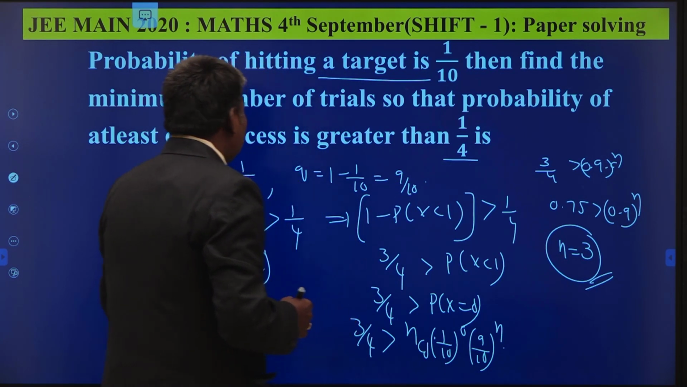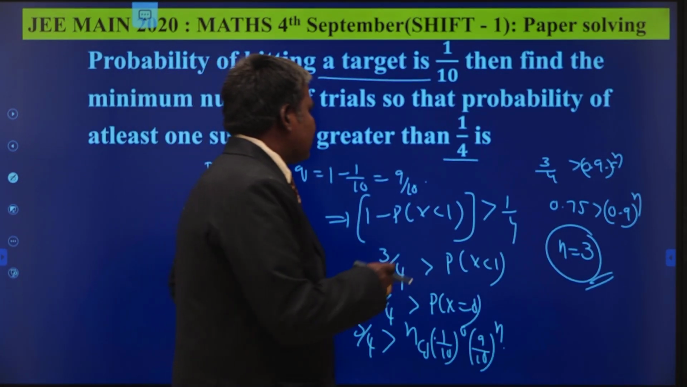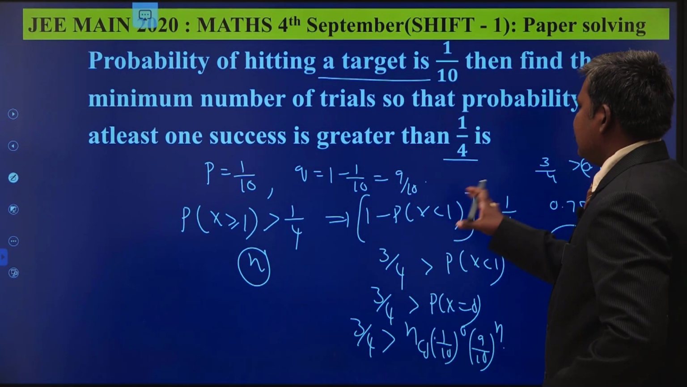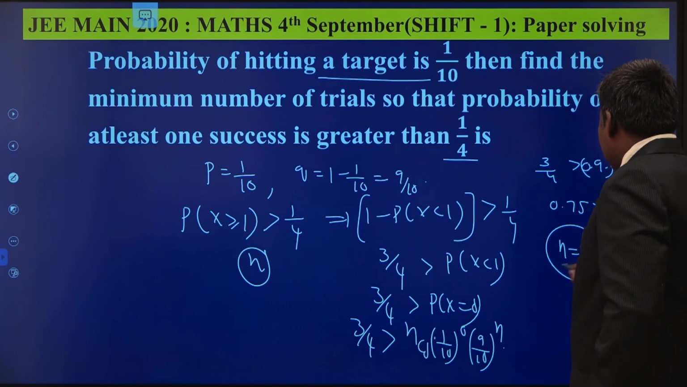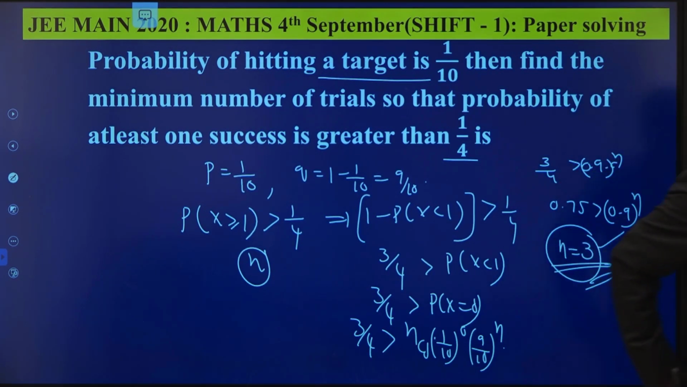So the minimum number of trials should be 3, then your inequality holds. That is why here we are using the binomial distribution. See, this is a very simple question. By the trial and error method, the minimum value of n is obtained as 3. Okay.